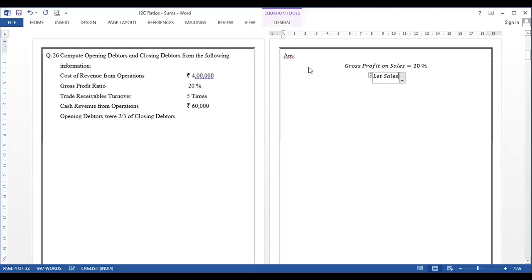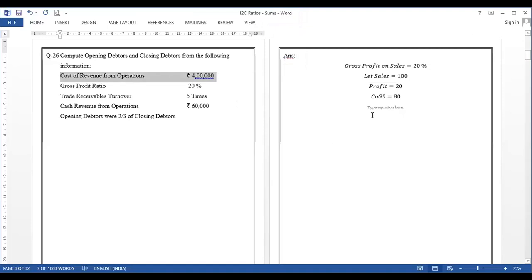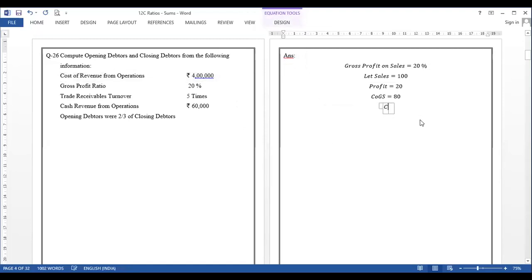Okay. So we need to assume something over here. Let sales be 100. Profit is 20, so COGS, the cost of revenue from operations, will be 80. Very good. Now we have the cost of revenue from operations, 4 lakh, with us. So we need to calculate sales. Sales will be equal to 4 lakh into 100 by 80. So this will be 5 lakh rupees. We have sales with us.